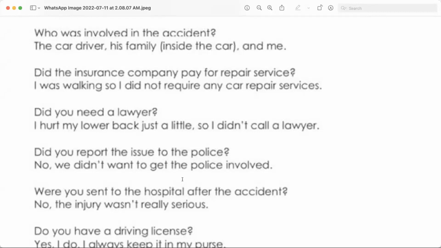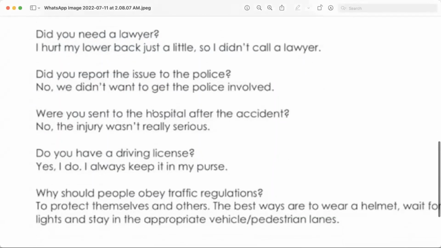Did you need a lawyer? I hurt my lower back just a little, so I didn't call a lawyer. The reason for why they've mentioned, maybe some of you guys are confused. I don't know if you have this system in Sri Lanka, but it's basically to get compensation like for the accident that happened to them.